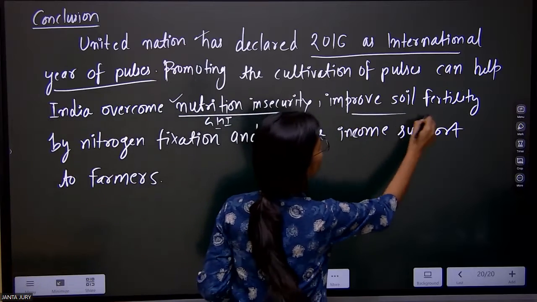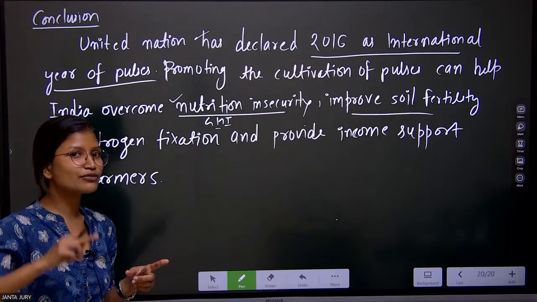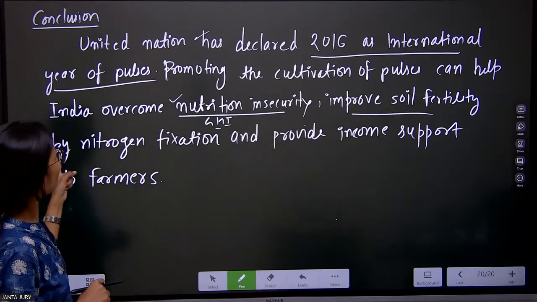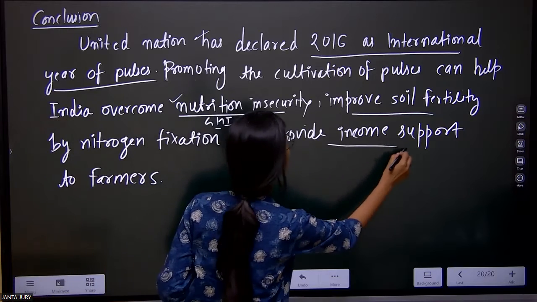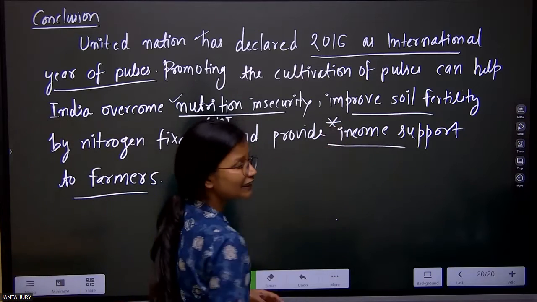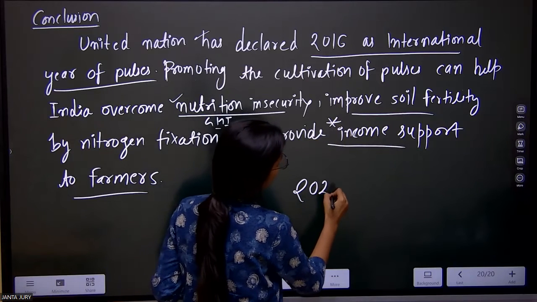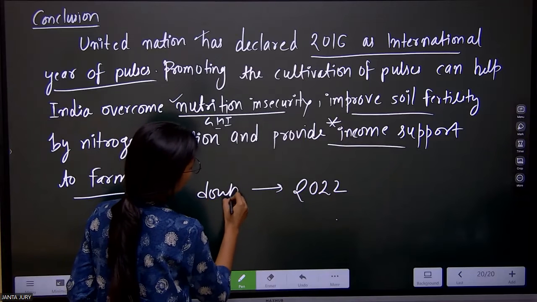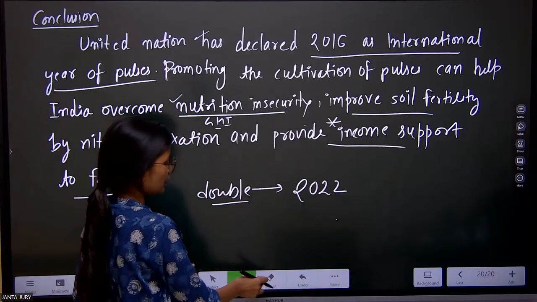Okay, so we have to improve the soil fertility because do you remember that pulses have a unique ability to fix atmospheric nitrogen into the soil. So this is what we are talking about, improve soil fertility by nitrogen fixation. Okay, and it provides income support to the farmers. The government of India has a policy by which they are trying to increase the farmers' income, or doubling the farmers' income, right? They want to double the farmers' income by the year 2022.